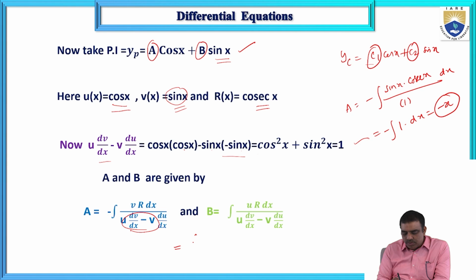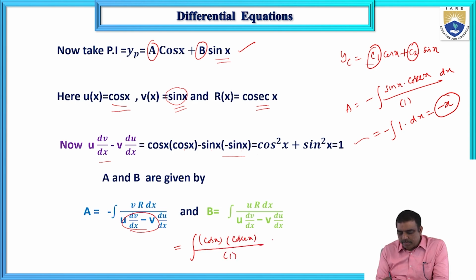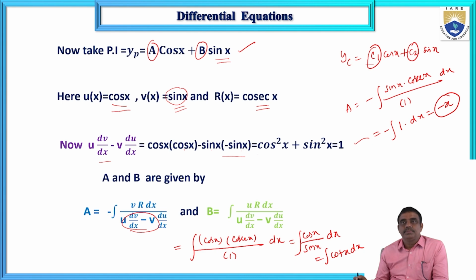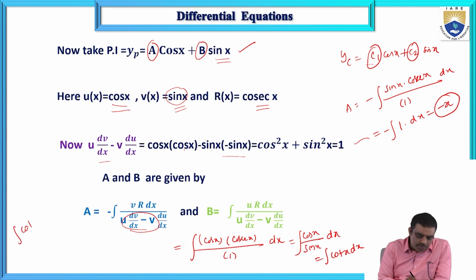Now to find b value, integral u means what? Cos x into r means cosecant x by the denominator 1 of dx. Cos x into cosecant x, that means what? Cos x by sin x dx. That is what cos x by sin x means, cot x dx. So, integral cot x, what it will be? Log modulus sin x.